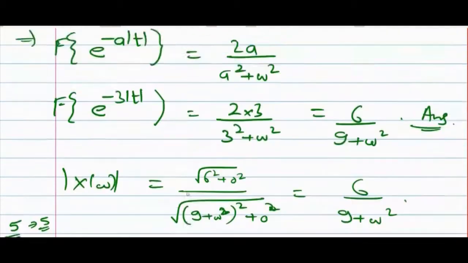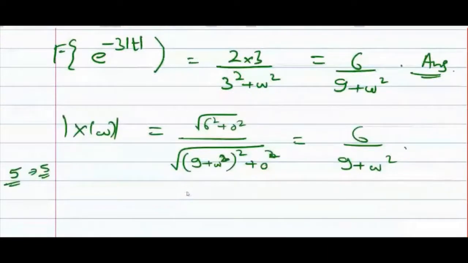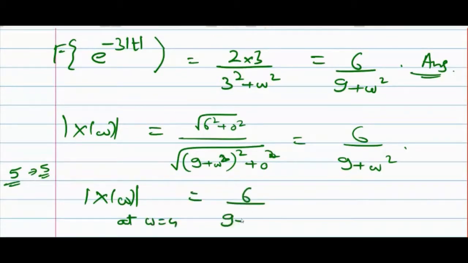So we need to calculate at omega equal to 4. Substitute omega equal to 4 here. X of omega at omega equal to 4 is 6 upon 9 plus 4 square. That means 6 upon 9 plus 16. So 6 upon 25 is the answer. This is the answer for the magnitude.